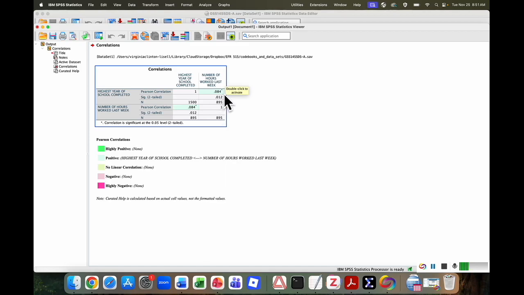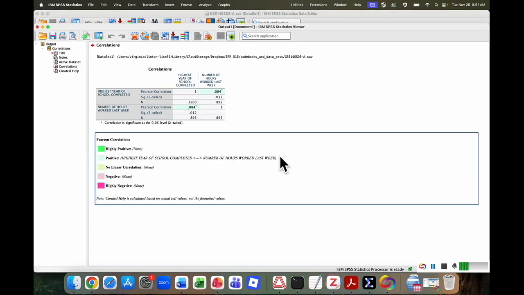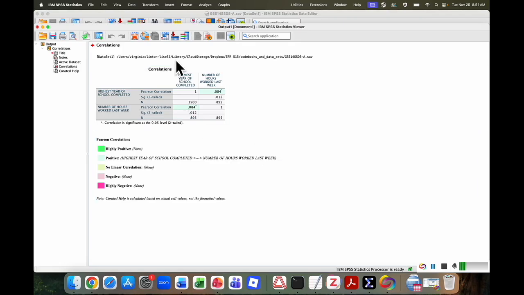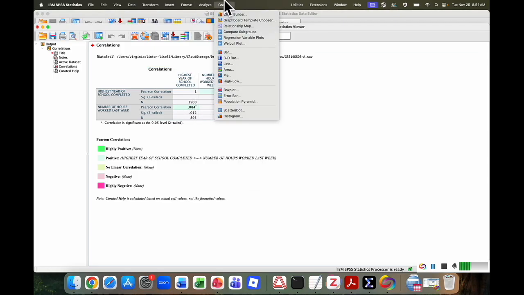Or conversely, you can see that the number of hours last week varies along with the highest years of school completed. With this particular relationship, you would consider the highest year of school completed most likely a predictor of sorts, because usually people have their schooling and then they have their work. Obviously, things don't always go in that order. So that is a correlation. We're going to remember this number and come back to it later, but we're going to make a scatter plot.